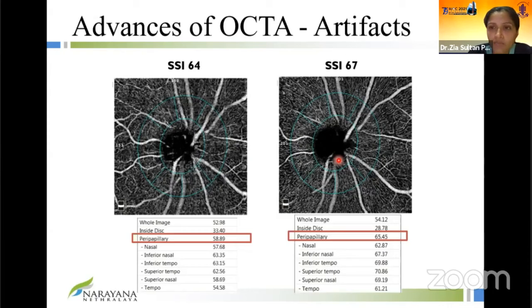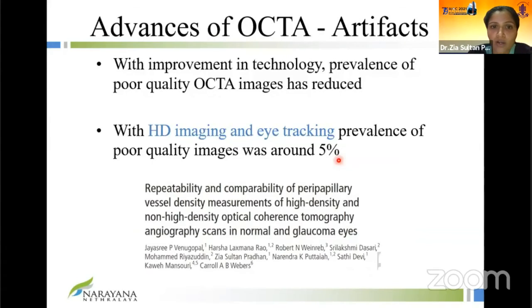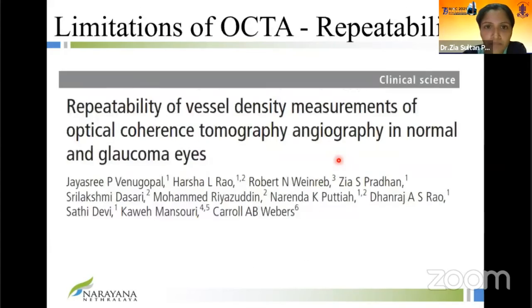And with all this, because they have been working at it quite a lot, we've seen that the prevalence of poor quality images has reduced. In our later, say 2019 work, we have seen that with high density imaging and eye tracking, the prevalence of poor quality images has been reduced to around 5%, which is acceptable. So that's one step forward in making this technology useful in the clinics.